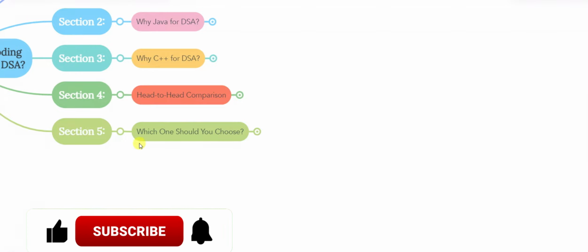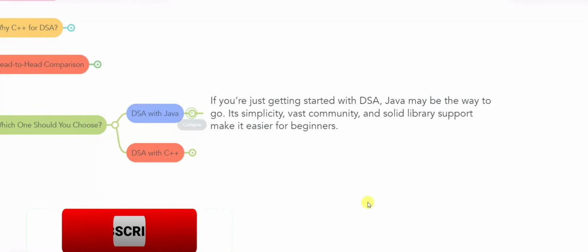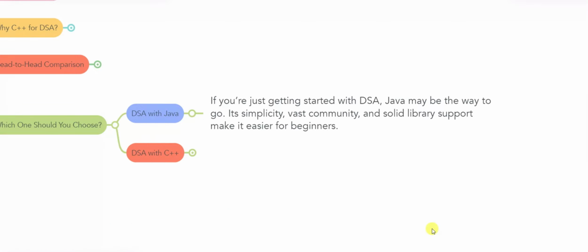Section 5. Which one should you choose? So, which language should you choose for DSA? Here's the bottom line. If you're just getting started with DSA, Java may be the way to go. Its simplicity, vast community, and solid library support make it easier for beginners.